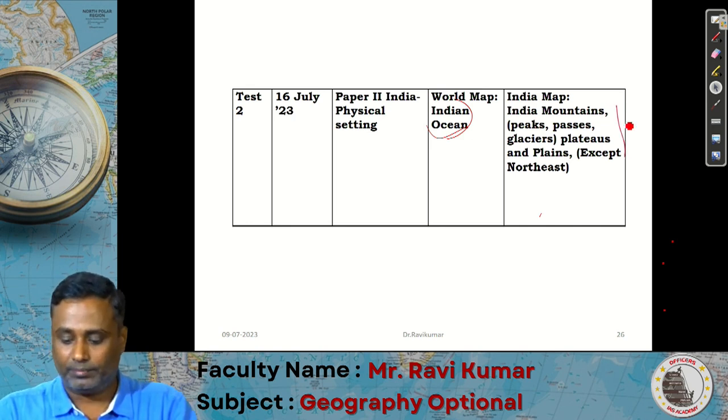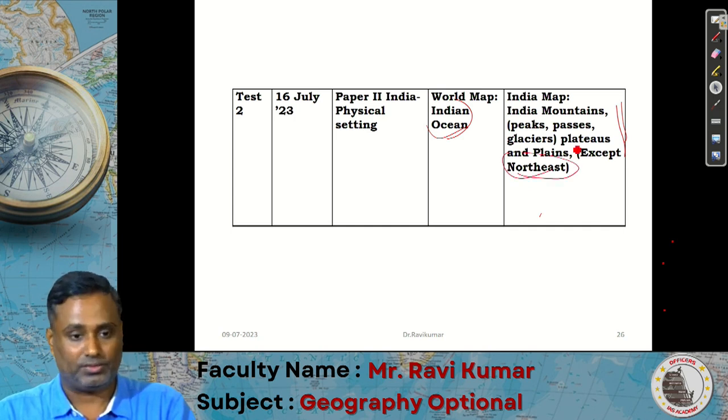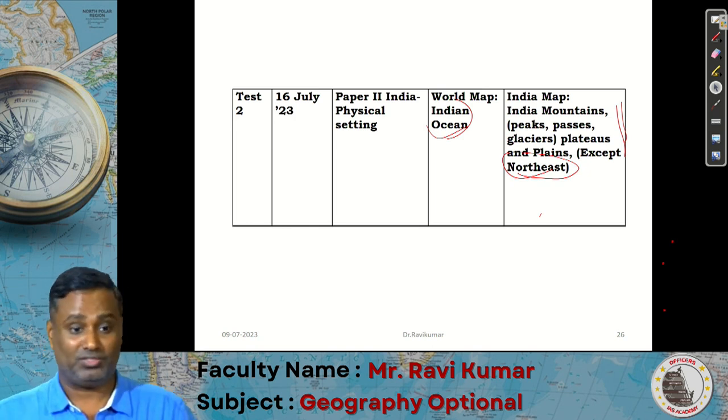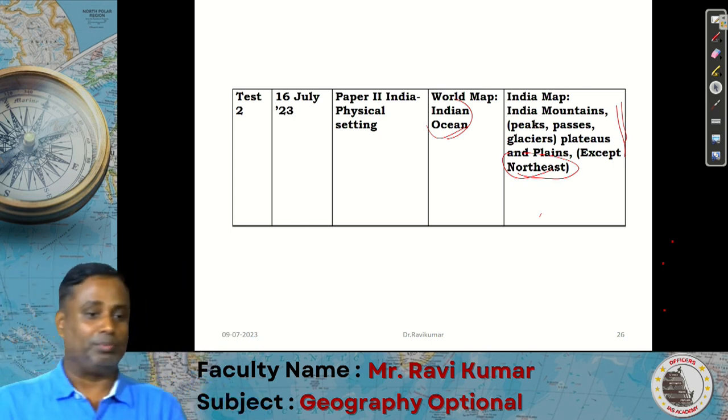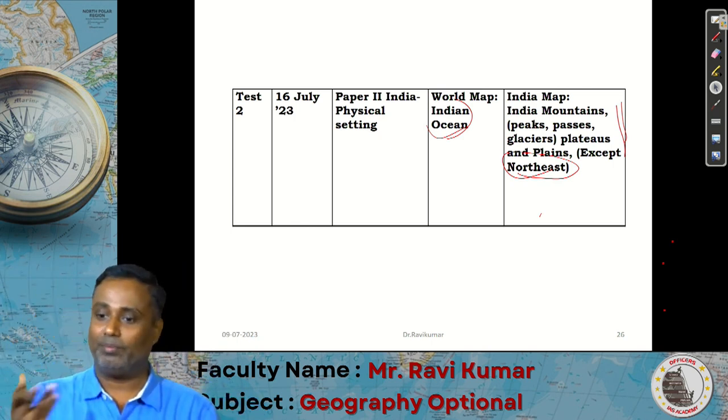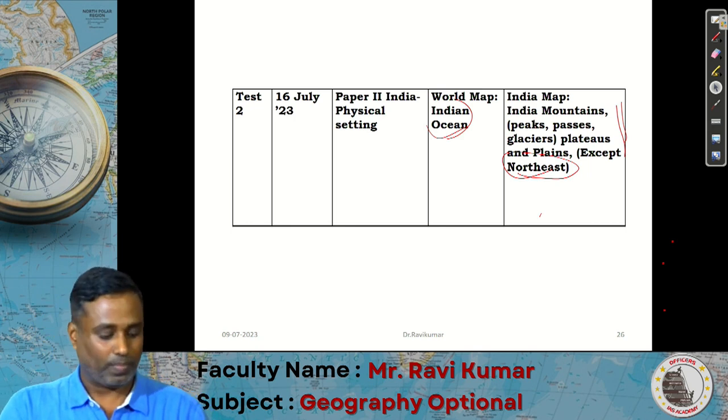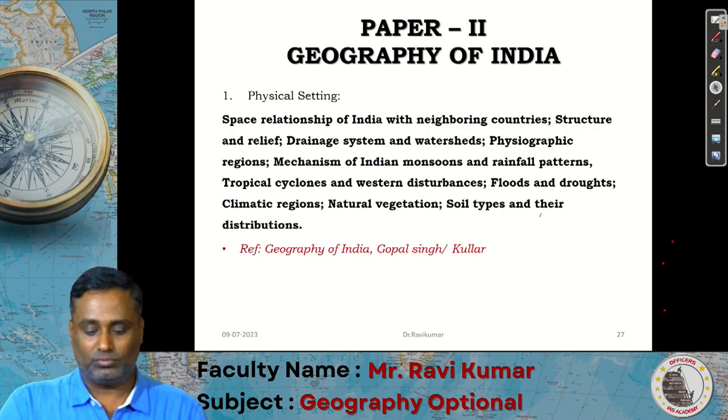And in the India map, all the physical aspects: peaks, passes, glaciers, plateaus, and plains, except the northeast. The northeast will be a separate test, because normally people will leave the northeast. If we keep a separate test, then we will prepare the northeast. I know the psychology of aspirants, what components people will leave, so I will keep it as a separate topic. Obviously we have to study that. Okay, so this is the content.